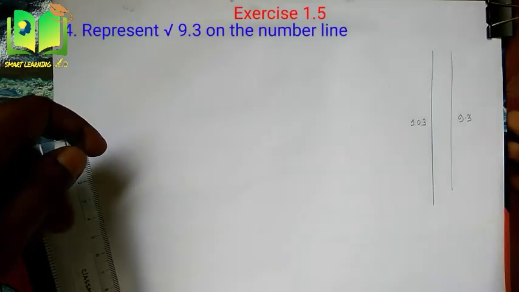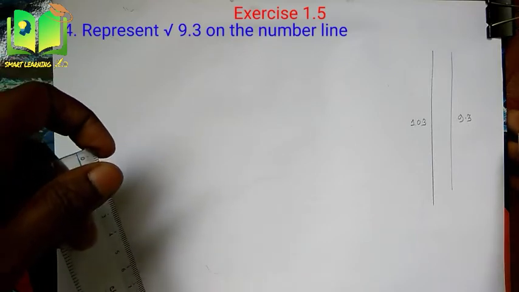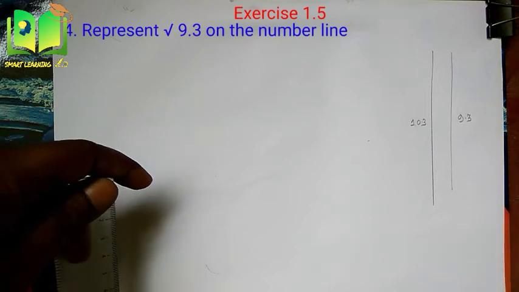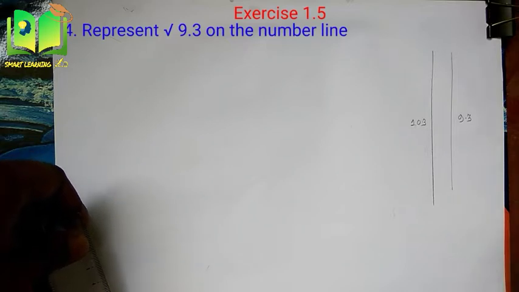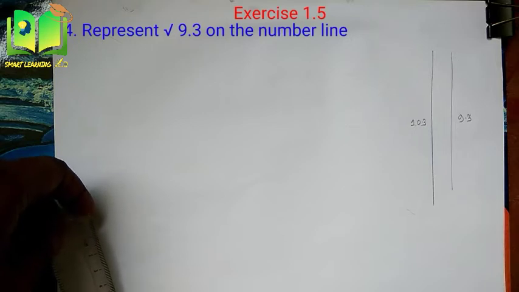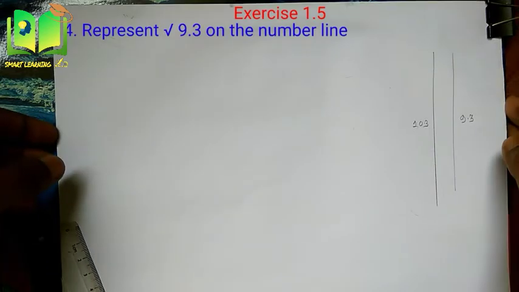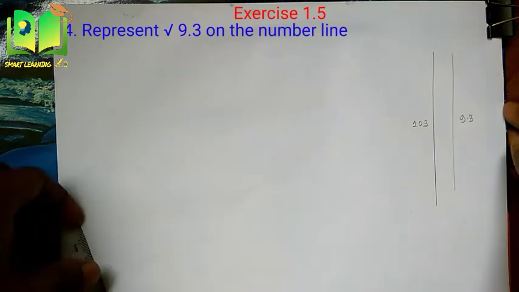Basically, root over 9.3 doesn't matter. The matter is how to find out the root over value of any number. It may be decimal, it may be whole number. There is no problem. Just to find out the root over value of any value like x or 9.3 or 7.3, we will learn how to draw the root over of any value.